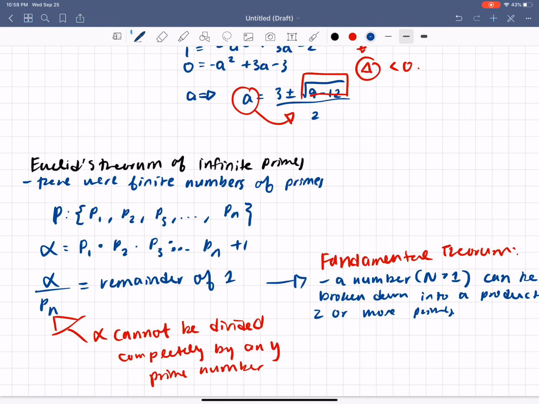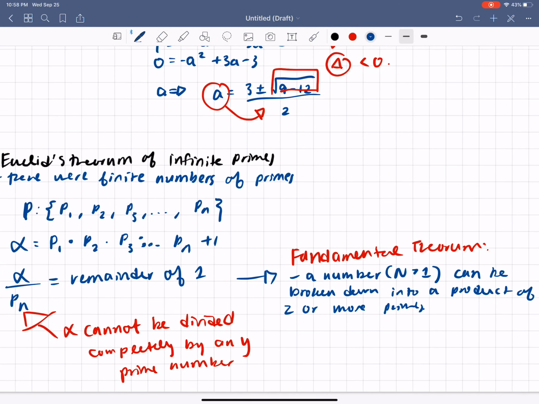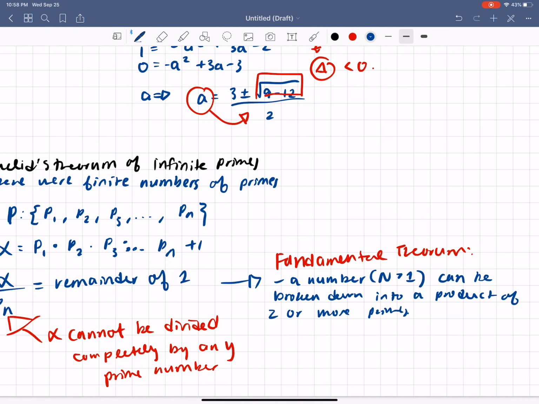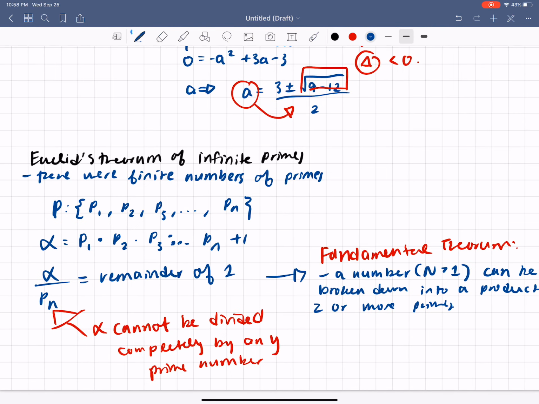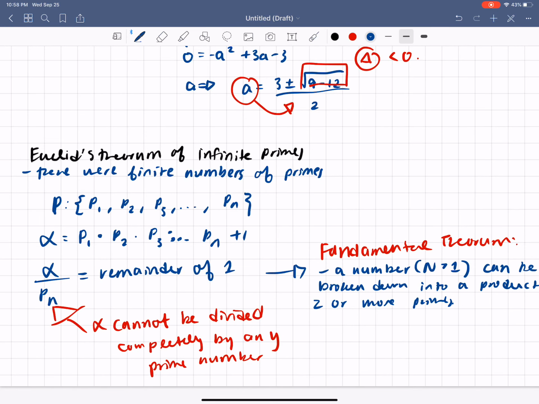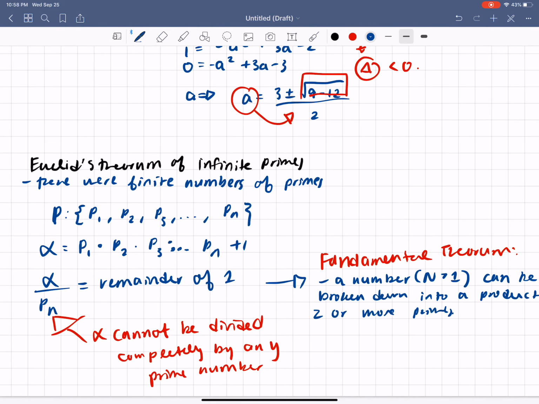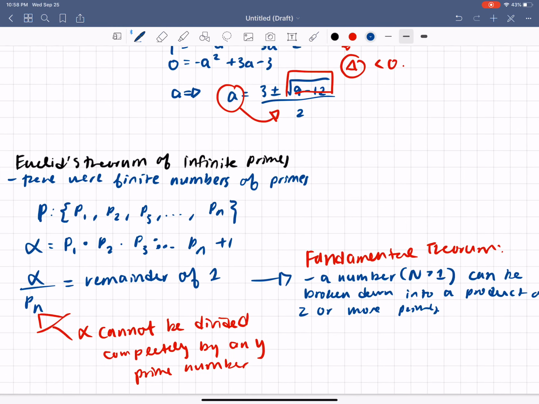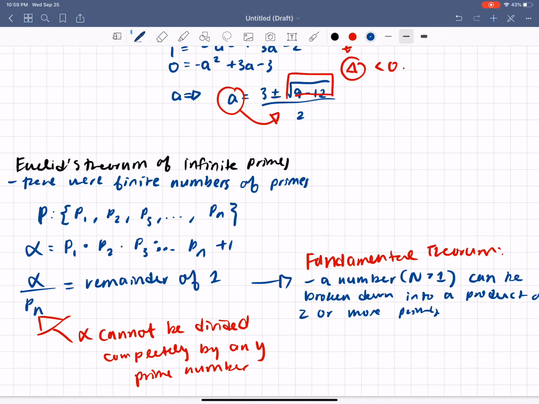But here we say that alpha can't be divided by any primes, which suggests that alpha can't be written as a product of two or more primes. So by saying that, we're saying that alpha in and of itself is a prime number. And that contradicts the idea that there is a finite number of primes, because now we have a prime number that we didn't include in our finite set, which suggests that there are an infinite number of primes.